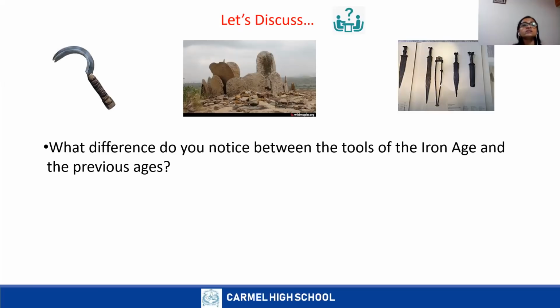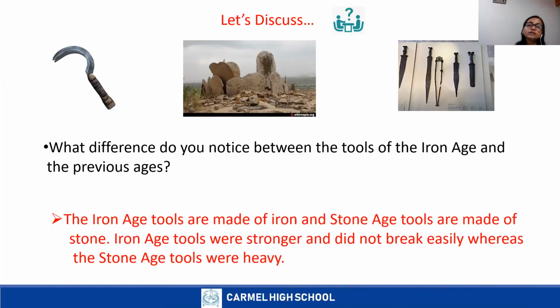Now let us see the answer of the difference of tools between other ages, Iron Age and the other ages. Other ages means Chalcolithic Age and Neolithic Age. Read the answer, children. Yes, the Iron Age tools are made of iron and Stone Age tools are made of stone. Iron Age tools were heavy.